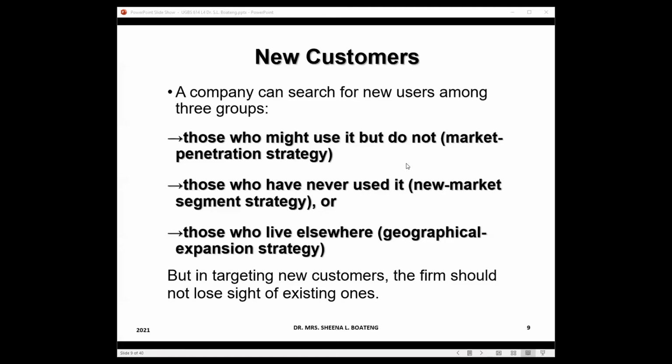But it is important to note that in the quest of the firm to search for these new customers, they do not have to forget their existing customers, because it takes more to acquire a new customer than to maintain the custom of an existing buyer. So in as much as they are searching for new customers, they also have to be cognizant of the needs of their existing customers and guarantee that they are keeping them satisfied in as much as they are searching for new ones. So that is for new customers under expanding total market demand.